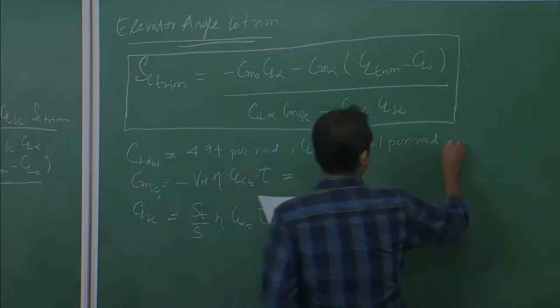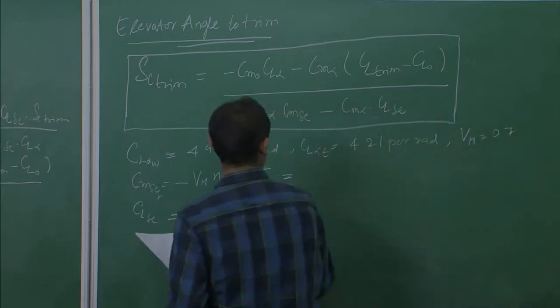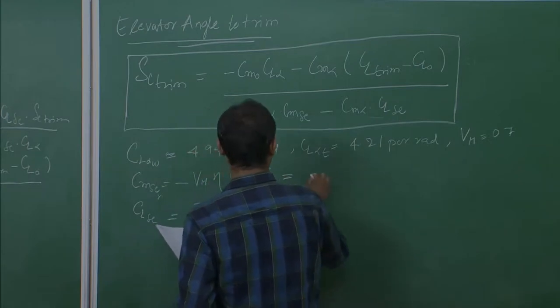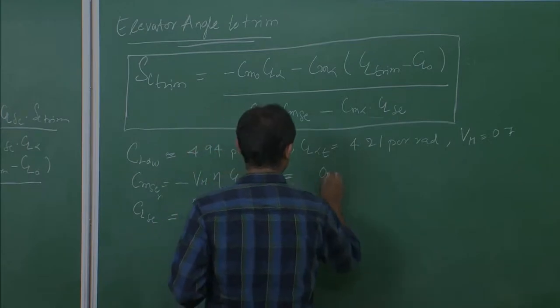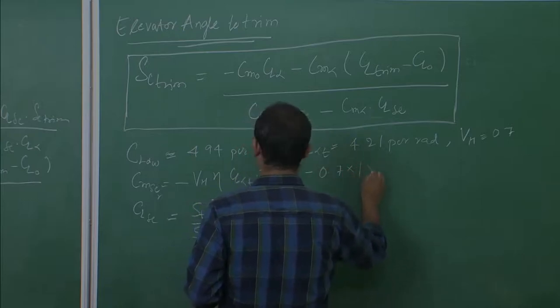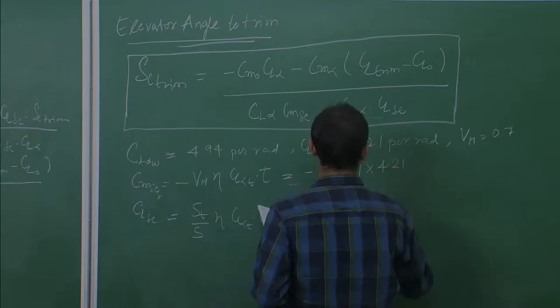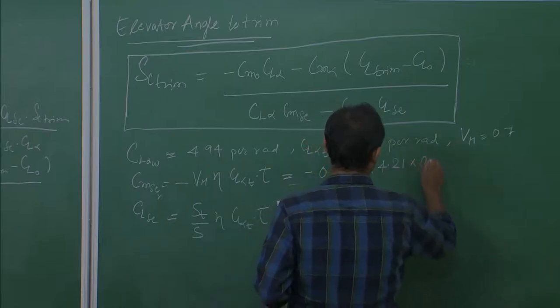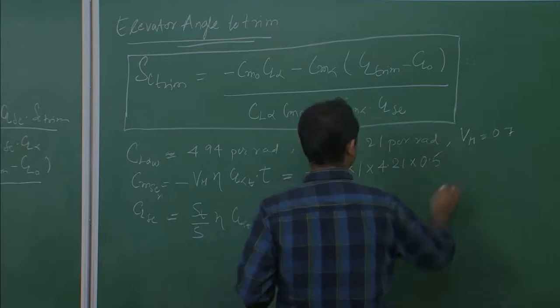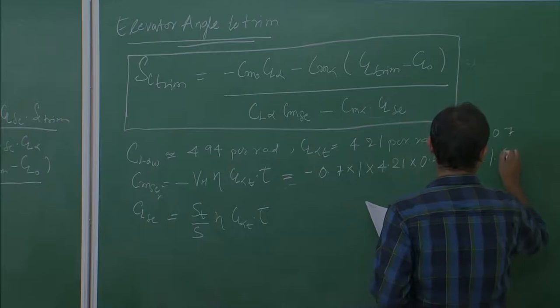We took VH equal to 0.7. So, substituting this value in this equation, we will get 0.7 into eta, which we will take as 1, CL alpha T is 4.21 and tau let us take as 0.5. We will get the value of minus 1.47.